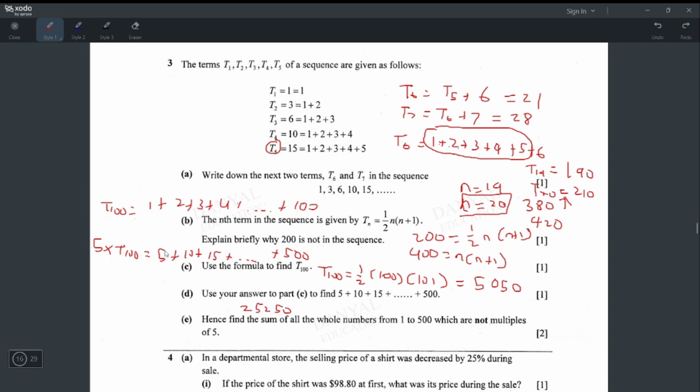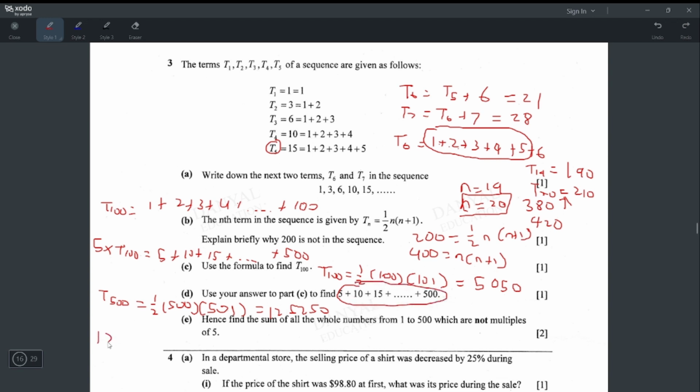So what we want to do is exclude all of these numbers right here. So we want to first find what T500 is. So T500 is half times 500 times 501, which is just 125,250. And now we need to subtract basically all of these numbers from the total.